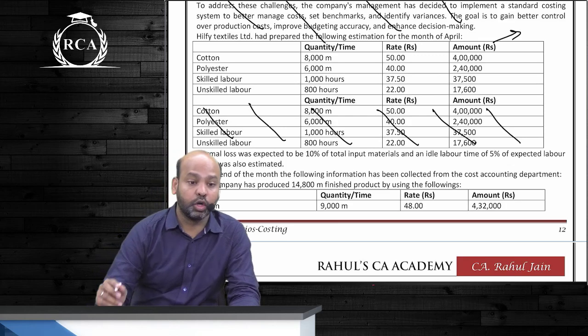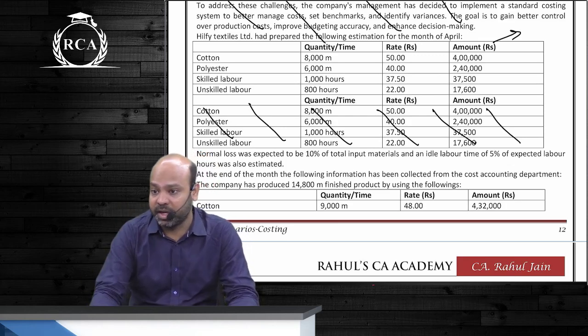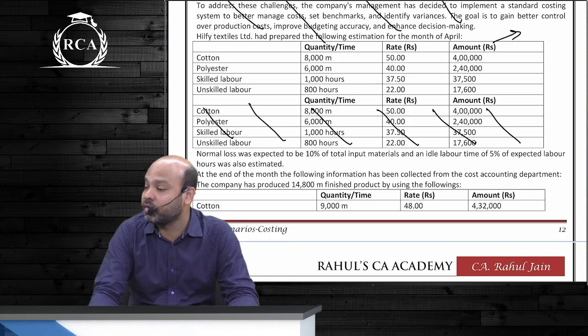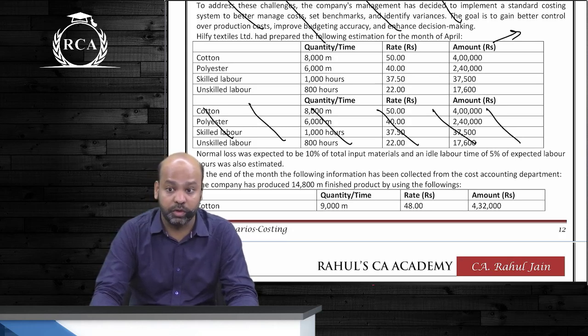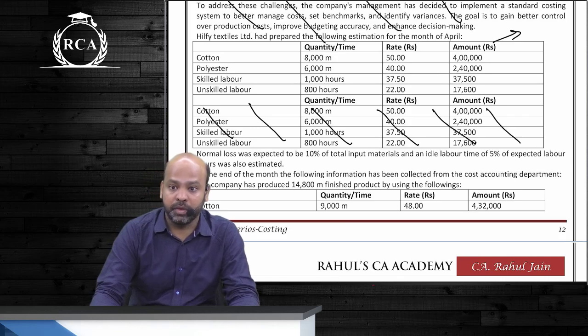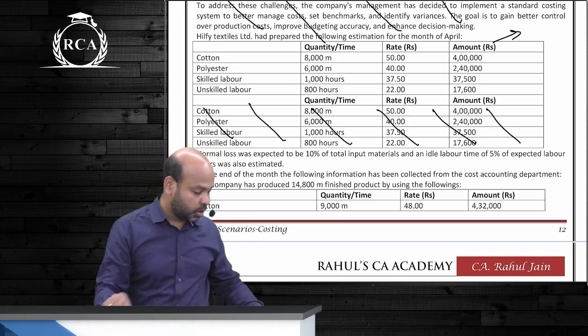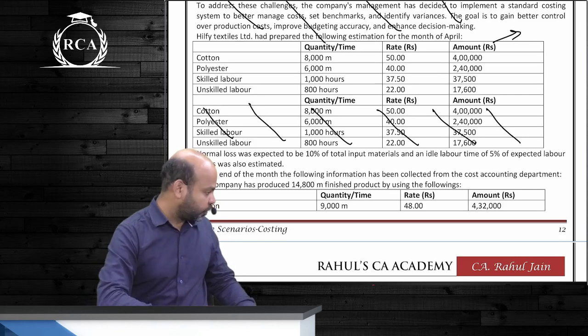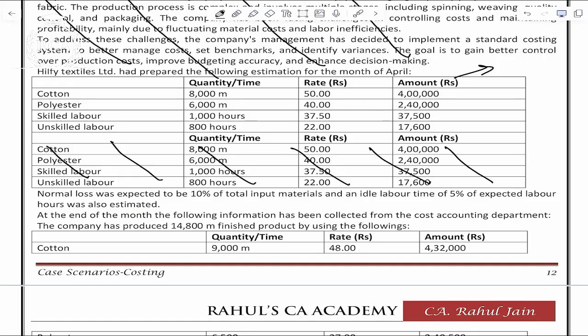12,600. Total raw material input, as per the details given there, is 14,000 meters. On that, we are supposed to have a normal loss of how much? 10%. So that 10% of 14,000 meters will become 1,400 meters.